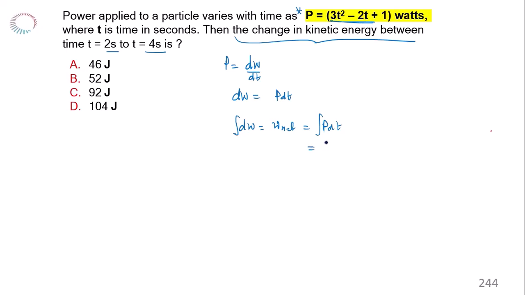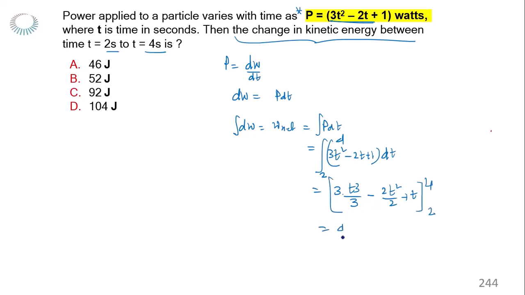So integration of P dt means the integral of 3t square minus 2t plus 1 dt, with limits from 2 to 4. The first answer is 3t cube by 3 minus 2t square by 2 plus t. Now I put the limits from 2 to 4. So first is 4 cube minus 2 cube, minus (4 square minus 2 square), plus 4 minus 2. That is in joules.